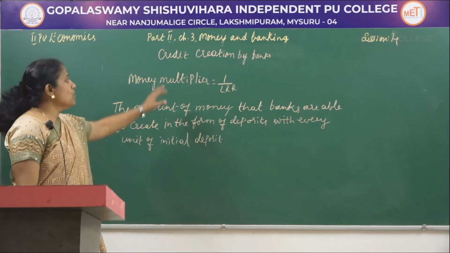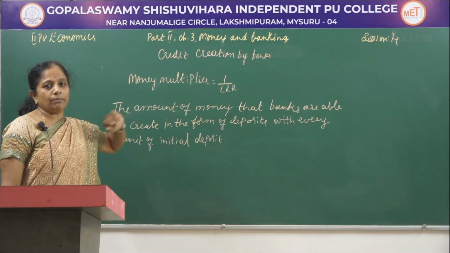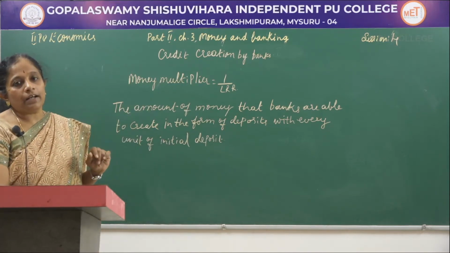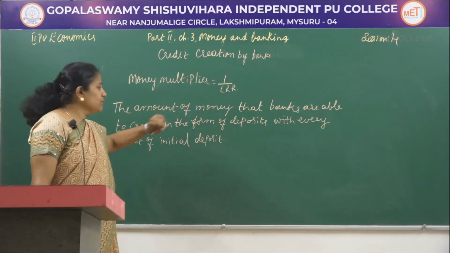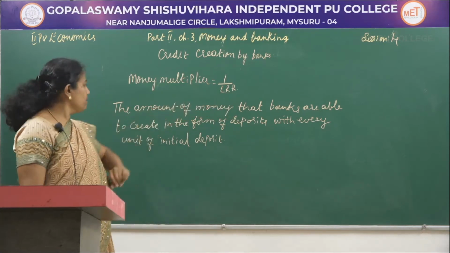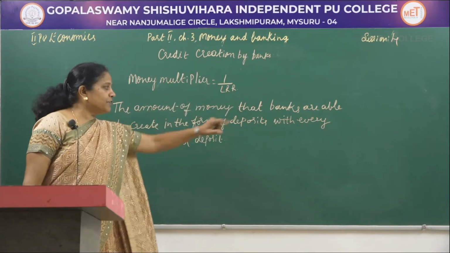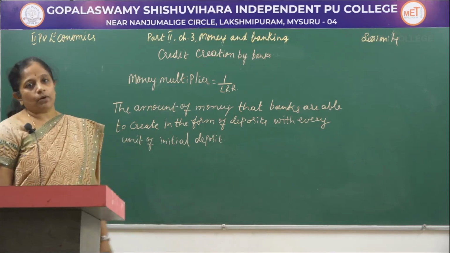Now let us see about the credit creation. The credit creation is done through the money multiplier or credit multiplier. Money multiplier is nothing but the amount of money that the banks are able to create in the form of deposits with every unit of initial deposit.